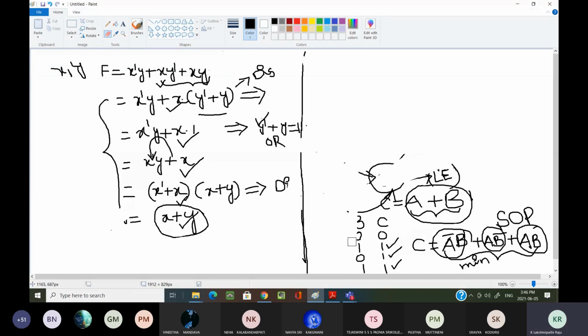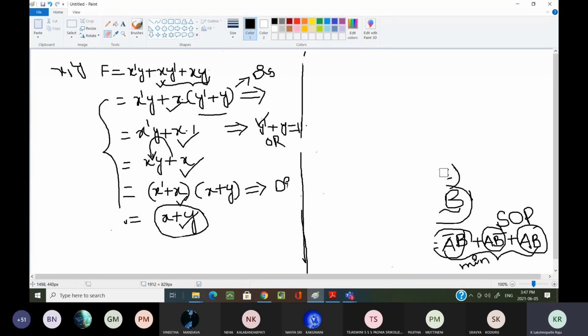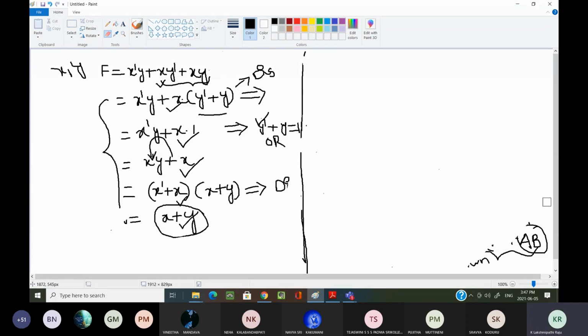I hope you understood how we are deriving the Boolean function or the logical expression. Why? Because in the coming sessions and units, these points are very, very important for us. You have to remember them. Now, this is my logical expression.